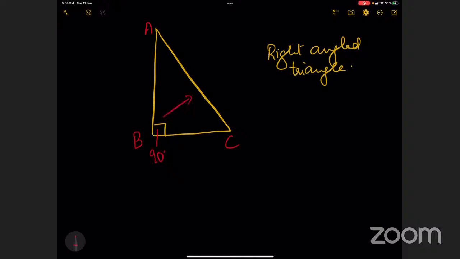Hypotenuse. Right, hypotenuse. Which one is perpendicular now?